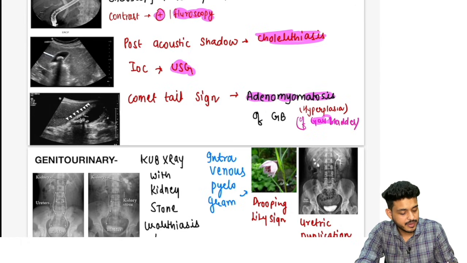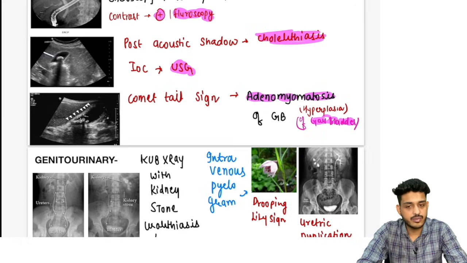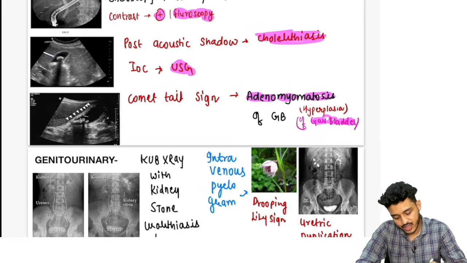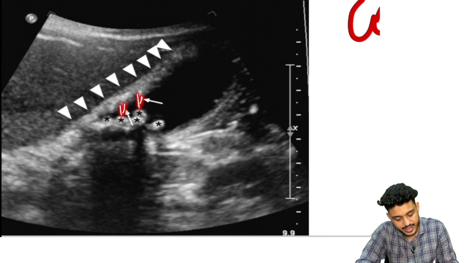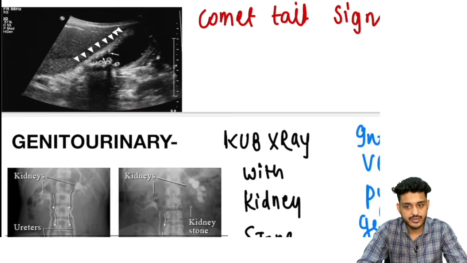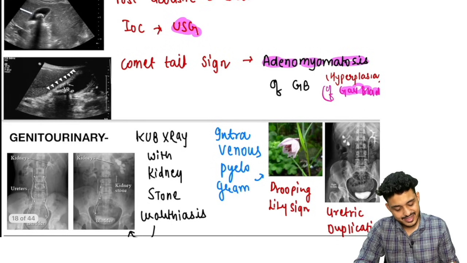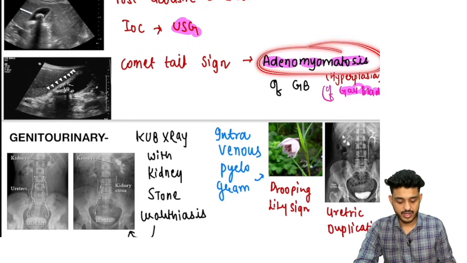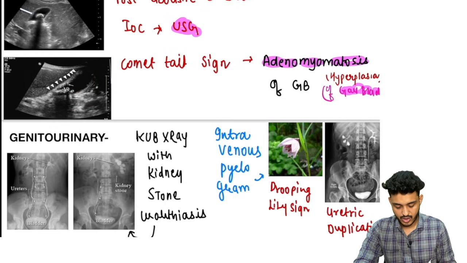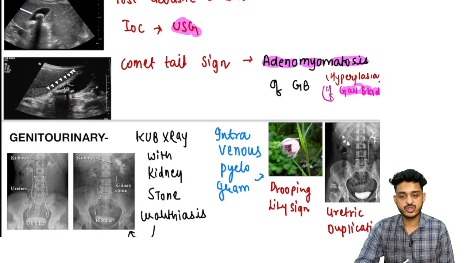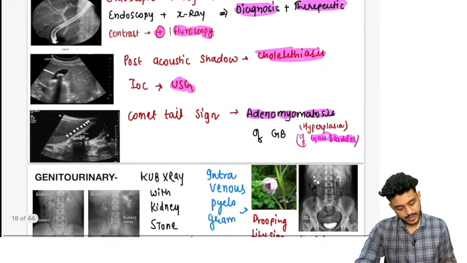You will be having hyperplasia over here in the adenomyomatosis, and you will be having what kind of sign? This type of sign is known as comet tail sign, and this comet tail sign is suggestive of what? This is suggestive of adenomyomatosis, beta. You can also have stones. You can also have posterior acoustic shadowing also, right? So this is going to be the adenomyomatosis.